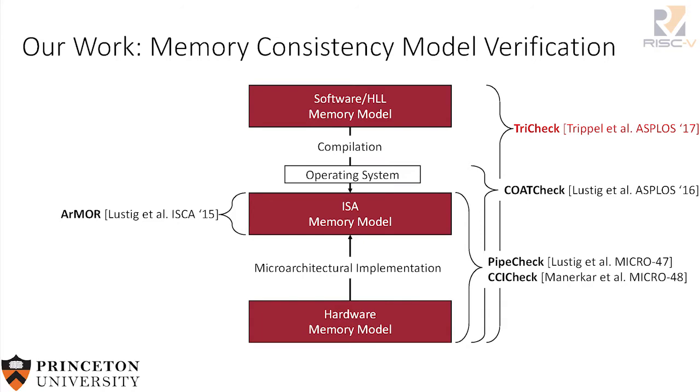Just a little bit of quick background on our work. The first two tools in our line of memory model verification tool suites are PipeCheck and CCICheck. These allow us to verify that a microarchitecture and its corresponding memory hierarchy are sufficiently implementing the ISA memory model. We then had the ARMOR work, where we worked on more precisely defining memory models in a way that they can be directly compared with one another, for instance, for translation between memory models.